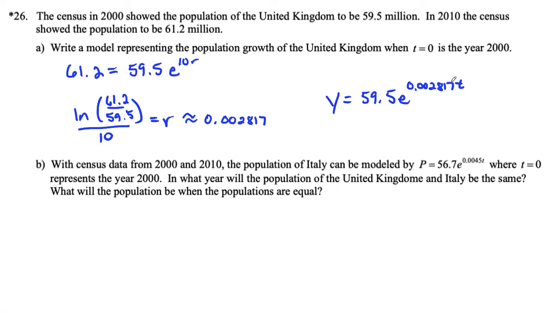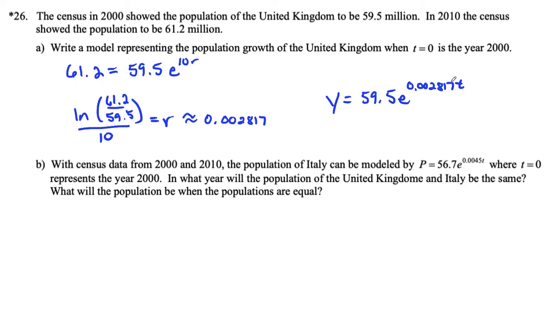But there's our model. We can see that the UK is growing, not at a great rate, but it is growing. All right, that brings us to letter B. We want to take that model that we created in letter A, and we're trying to see when the populations of the UK and Italy are the same.